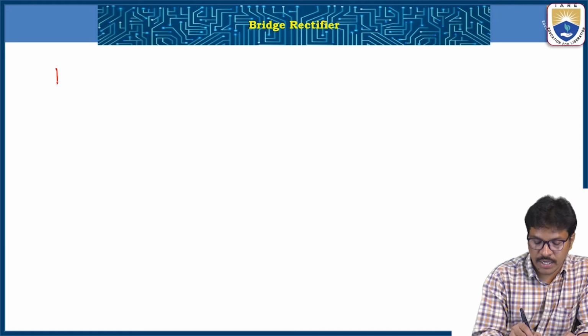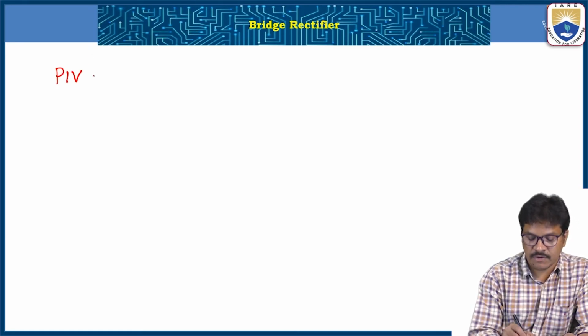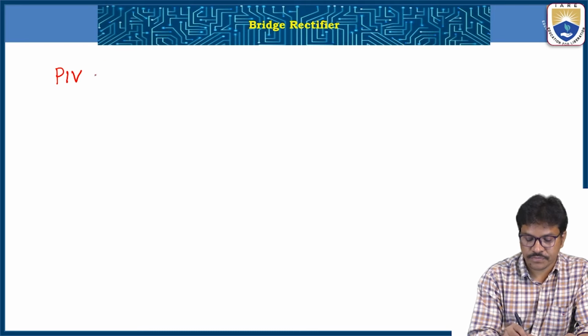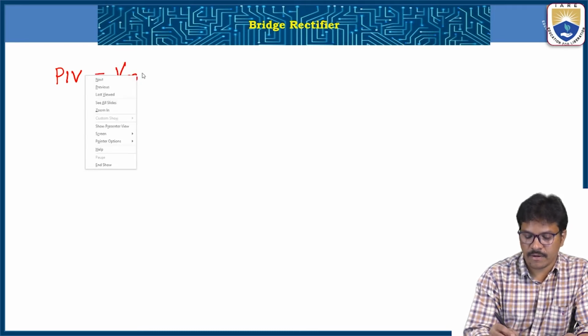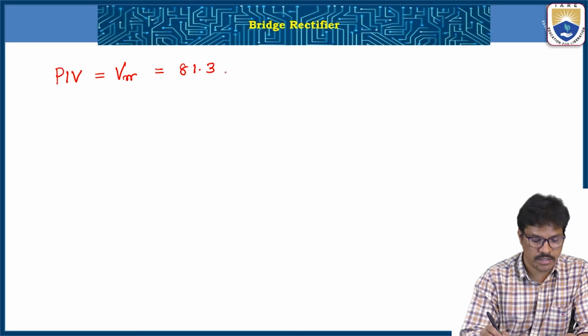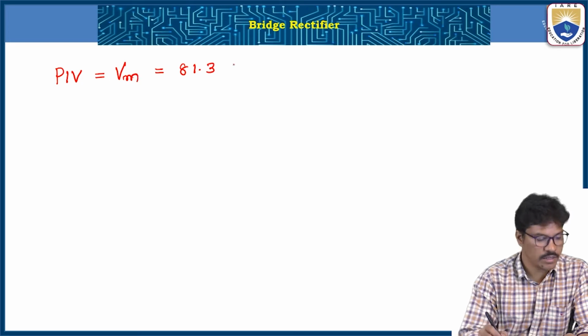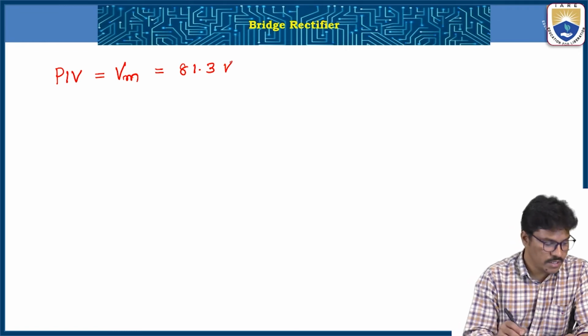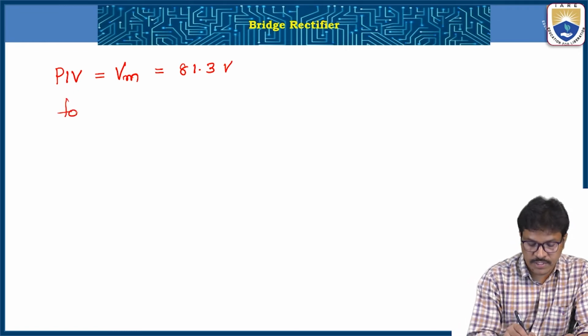Then peak inverse voltage. This peak inverse voltage is Vm only. What is Vm? How much Vm it is? 81.3 volts. And what is output frequency?